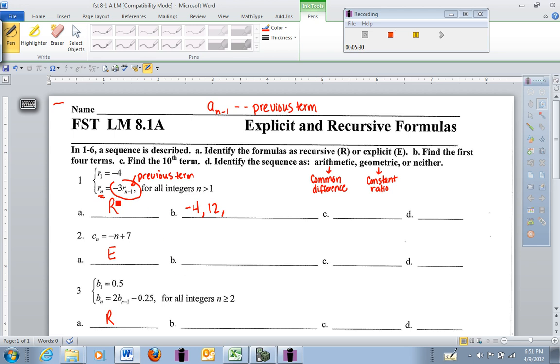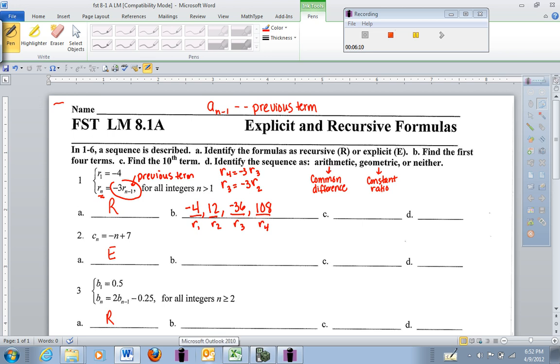Now if I take the third term, r sub 3 is going to be -3 times the previous term, r sub 2. Remember, this one's r sub 1, and this one's r sub 2. So r sub 3 will be -3 times the previous term. -3 times +12 would give us -36. And then the fourth term is going to be -3 times the previous term, r sub 3. So -36 times -3 would be +108. So those would be the first 4 terms.